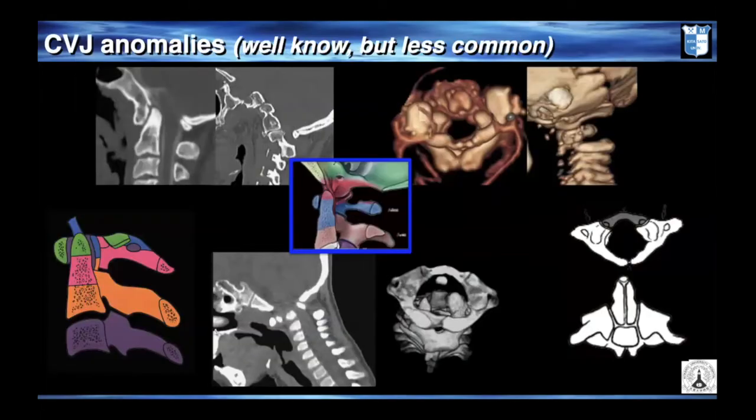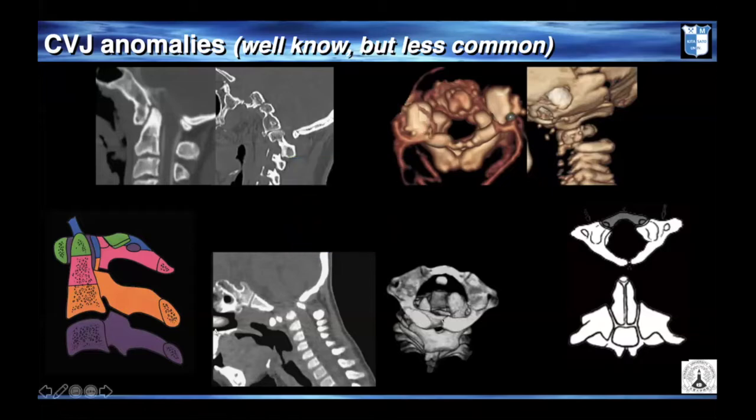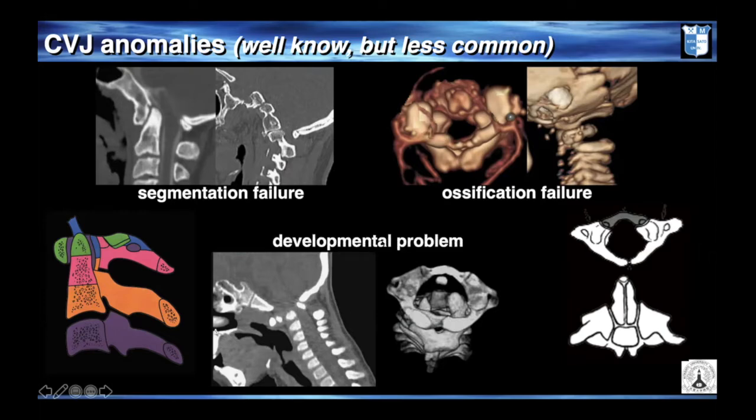Okay. So there are several cranio-vertebral junction anomalies. Most of them are well known, but less common. Some are only in textbooks, but sometimes you may encounter them like this. This one is caused by segmentation failure, and this one is ossification failure. This one is a developmental problem with a minor trauma or something. The diagnosis of these pathologies: this is atlas assimilation here and here. This is C1 hyperplasia, and this is also os odontoideum.